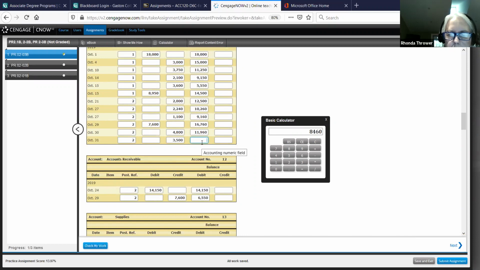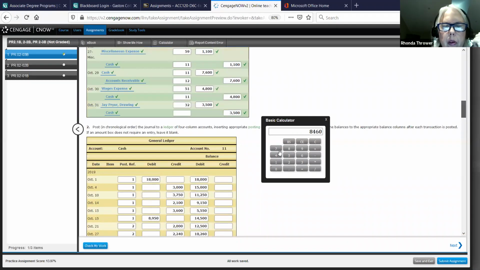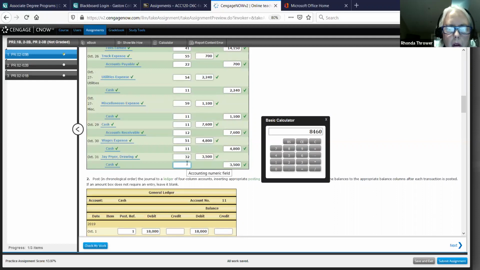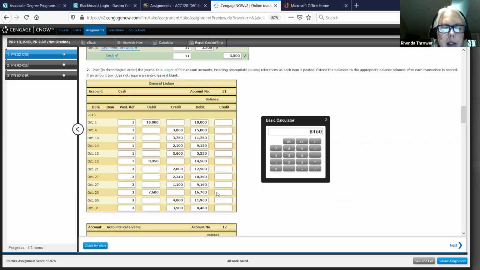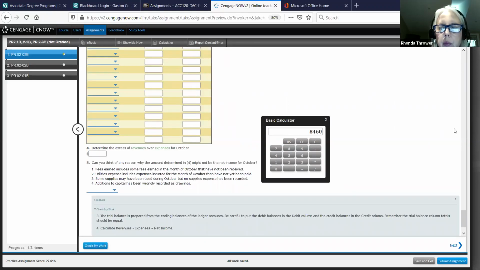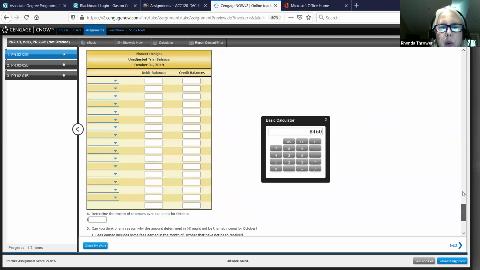We have a remaining debit balance of $8,460 left in our cash account. So the process of copying from the journal to the ledger is what we call posting. We have posted to our ledger accounts. It's a really good idea to check your work. We want to make sure everything is okay at this point in time.